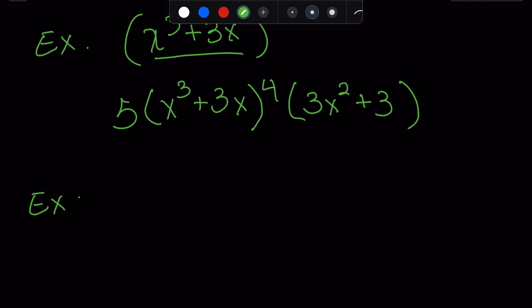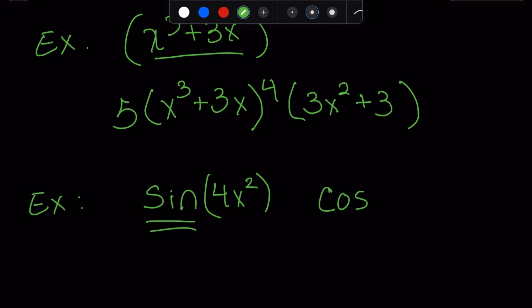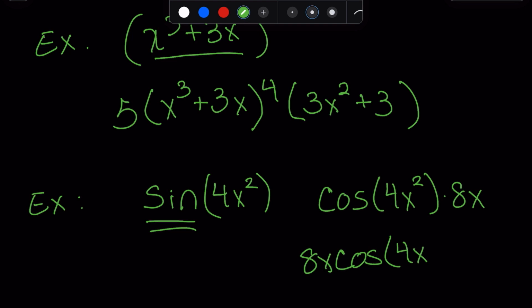So what if we had something like sine of 4x squared? Well, now the derivative of sine is cosine. And again, the middle part doesn't change. Now you need to multiply times the derivative of the inside. And the derivative of 4x squared will be 8x. And usually they put the 8x in front, so if you want to, you can put the 8x in front so it can look like an answer in the back of your book. But multiplication is commutative. It shouldn't matter where we put it.